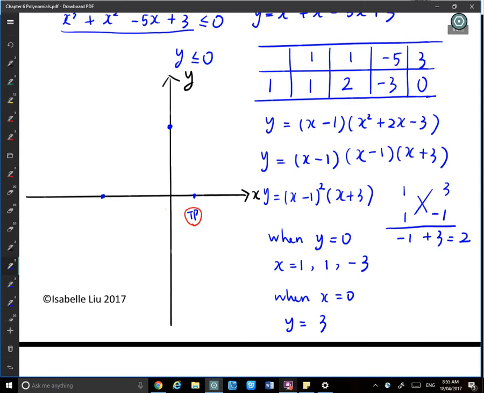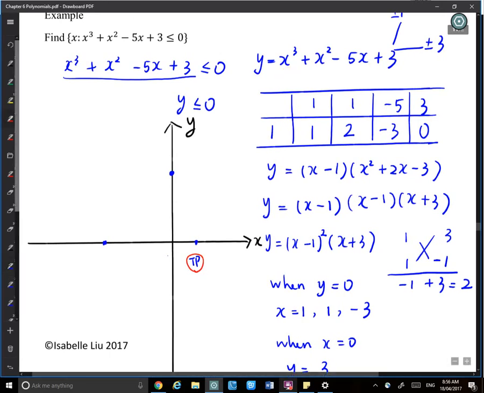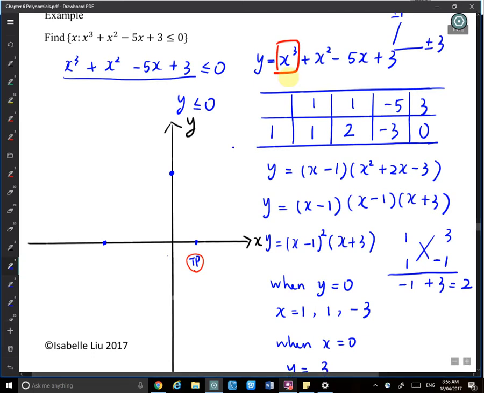Okay, the next thing is to decide where to start to sketch this graph. The leading term is positive x cubed. So start from the top right. Let's say we start here. Go to that point, but you won't go through it. That will become a turning point. So go to the next point, and go to the next one, and you'll finish your graph.